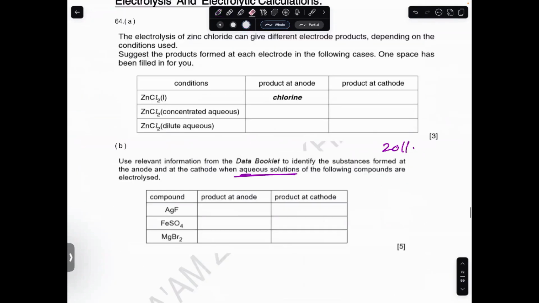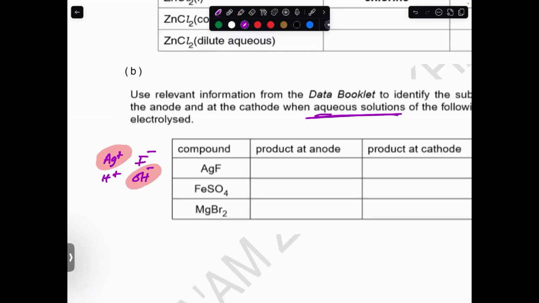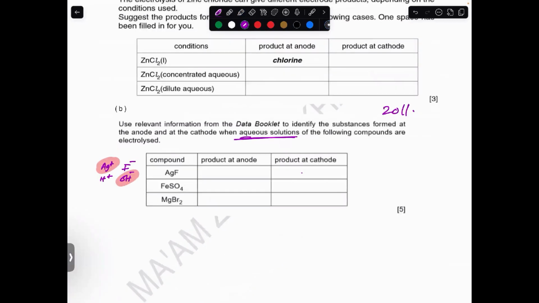But in that question, when you use the word aqueous, suppose it is Ag plus, fluoride, H plus, OH. In cation, it is always the lowest. Fluoride can never lose electron, so OH. So it's silver metal and oxygen gas, and what is left? HF. Now if we take Fe and SO4: it is Fe, SO4, H plus, OH. Hydrogen is lower than Fe. SO4 can never lose electron. So it's hydrogen and oxygen gas.